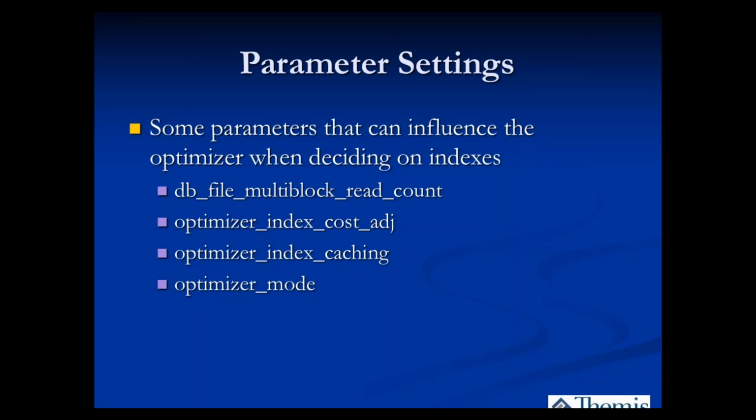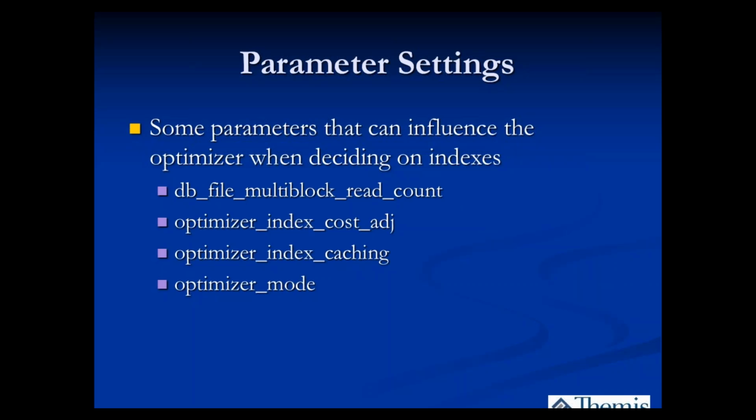So the DB file multi-block read count, on default on a lot of systems it's set to like 128. And what that means is if I'm doing a full table scan, within a single I/O, I can read 128 blocks. So think about that query. I'm doing a select, and there's an index on the columns that are in my query, and the optimizer is saying, should I use an index or should I do a full table scan?